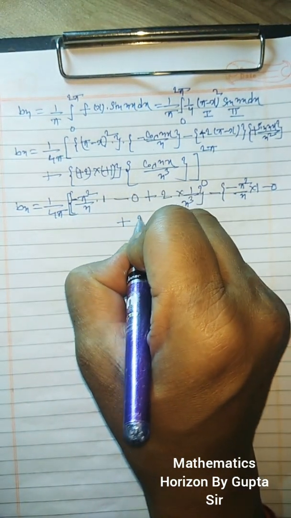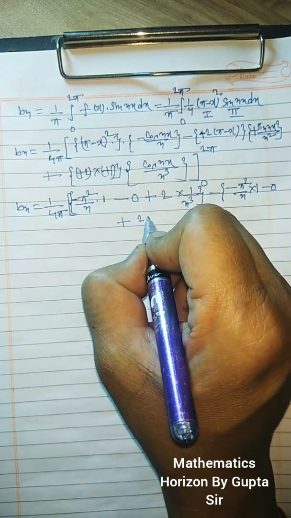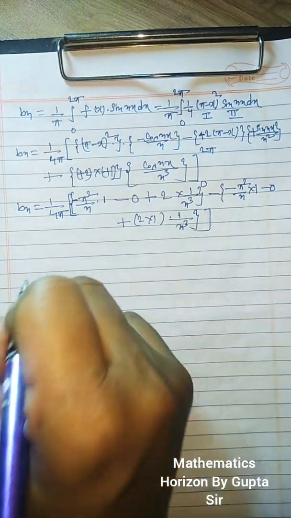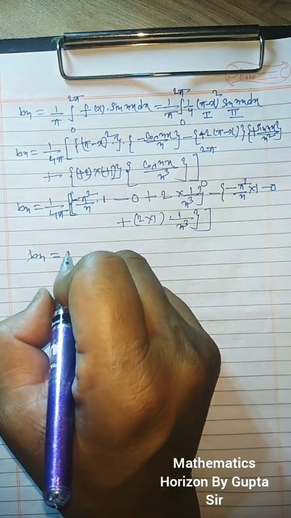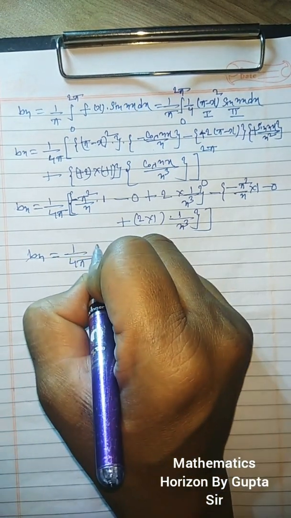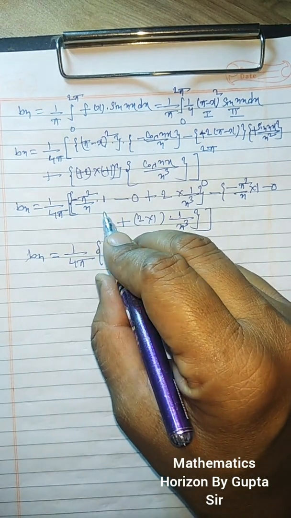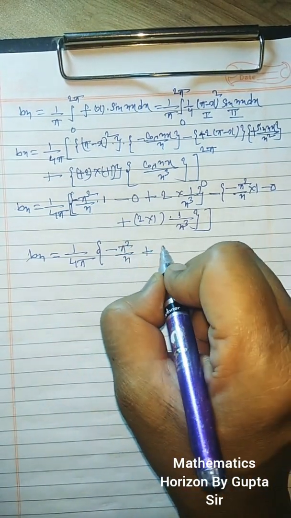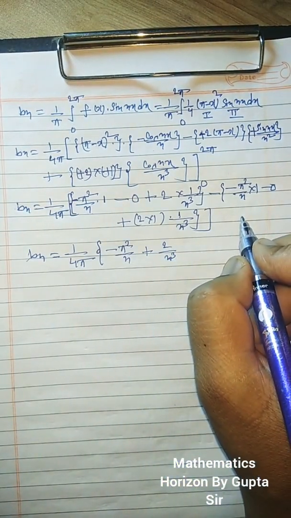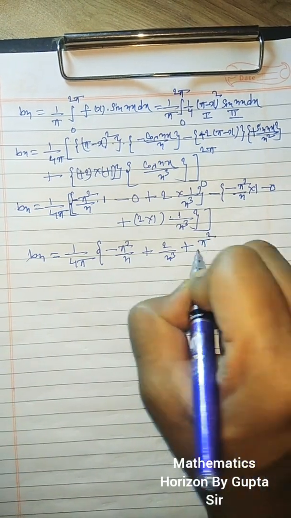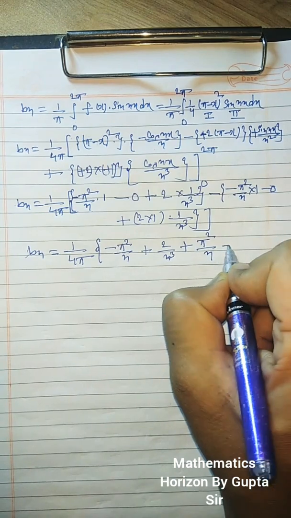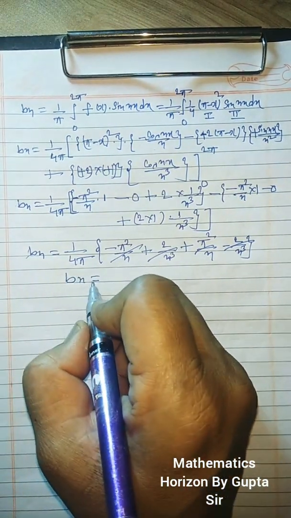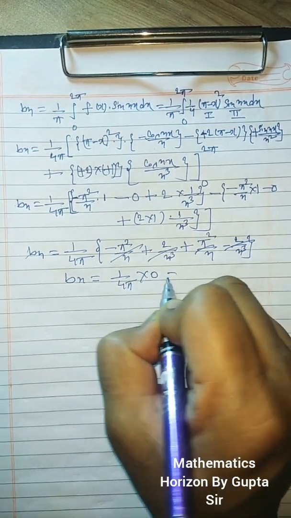plus 2, minus 2 into 1, and cos 0 is 1 upon n cube. That is, b_n is equal to 1 upon 4 pi. Here we have one negative term, minus pi square upon n plus 2 upon n cube, and here we have plus minus minus plus pi square upon n, and when this minus multiplies here 2 upon n cube, these 4 cancel out. That is, b_n is equal to 1 upon 4 pi into 0, that is 0.